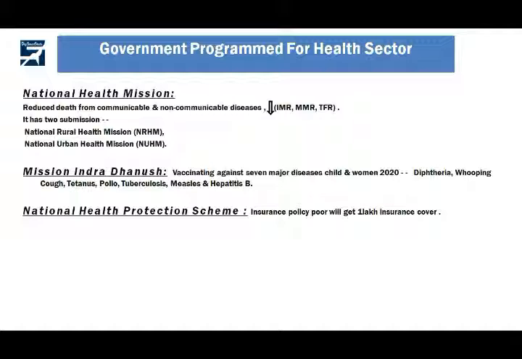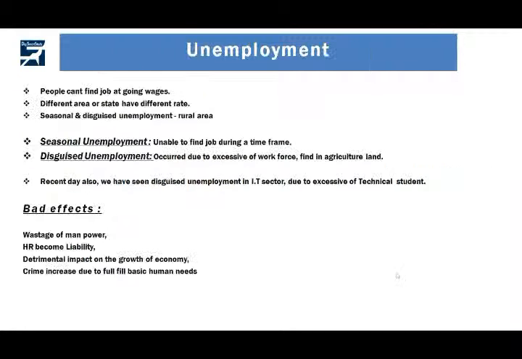Mission Indradhanush aims to vaccinate children under 2 years of age and pregnant women by 2020, who are fully or partially unvaccinated against 7 major diseases: diphtheria, whooping cough, tetanus, polio, tuberculosis, measles, and hepatitis B. And the National Health Protection Scheme. It is an insurance policy. The poor will get life insurance coverage up to 1 lakh rupees.